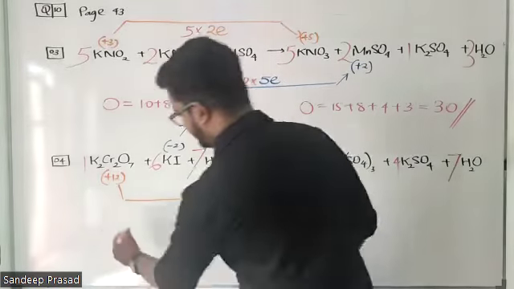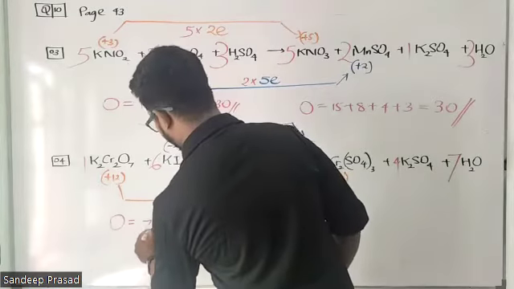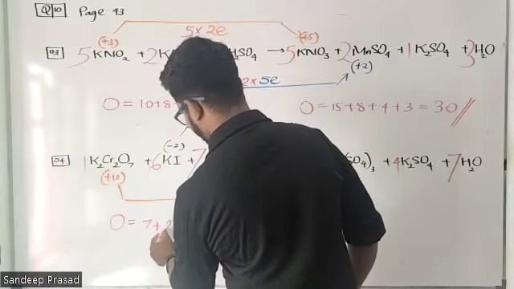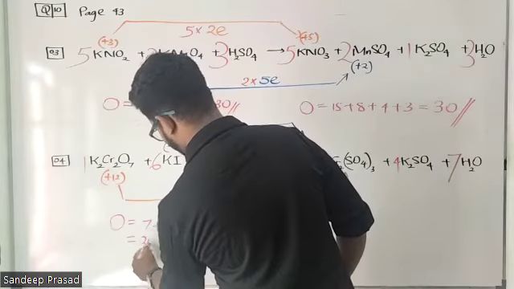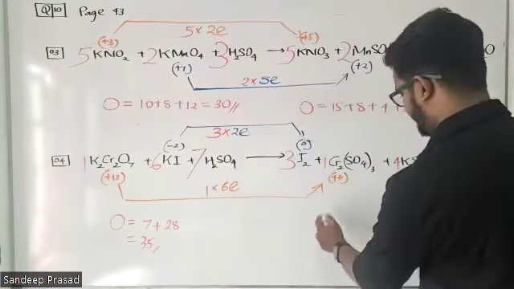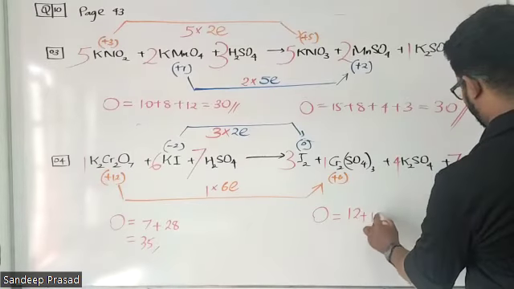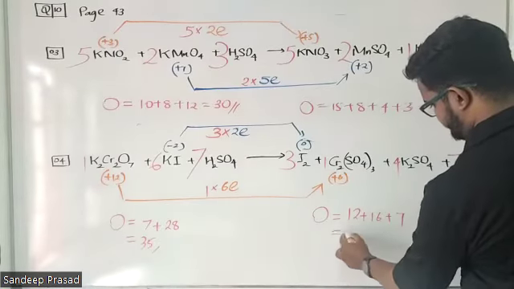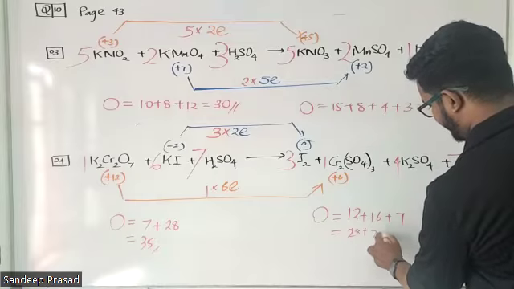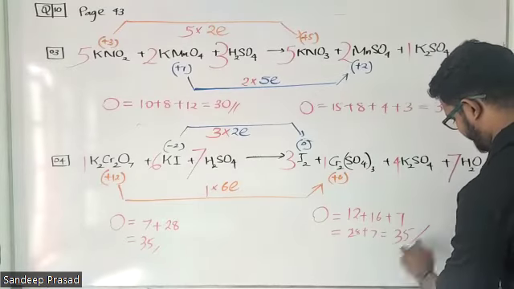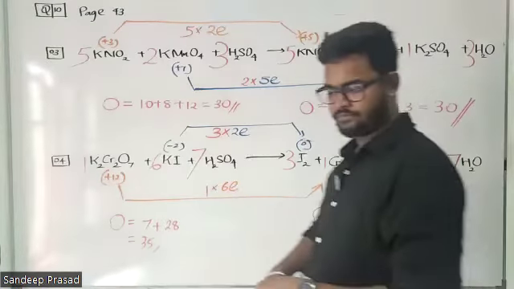Finally, you can check whether the reaction is balanced or not by counting oxygens. 35 oxygen atoms are there. On the right hand side, 12 plus 16 plus 7. Yeah, 35 oxygen atoms are there. So therefore the reaction is balanced.